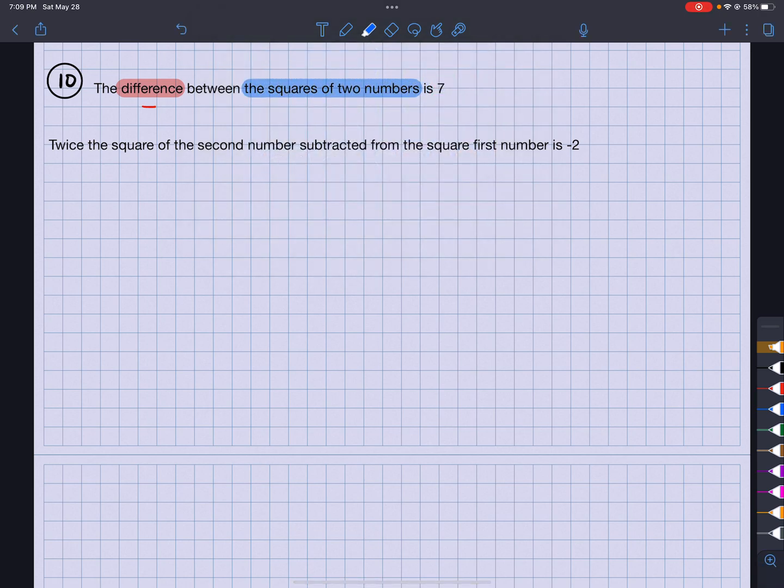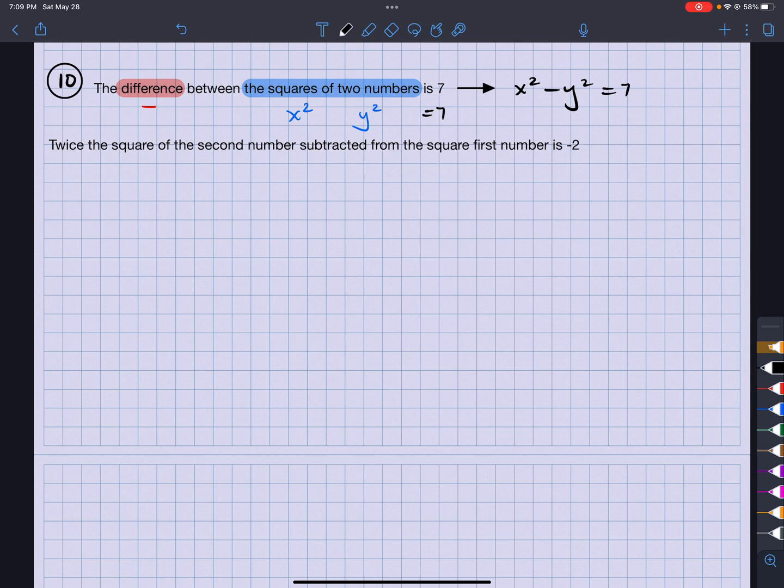Okay? So the square of two numbers, since those two numbers are unknown, we call it x and y. And we got to square them because it's the squares of those two numbers. And that is going to equal 7. So let's go ahead and write this equation. And this equation is going to be x squared minus y squared is equal to 7. So there is my first equation there.